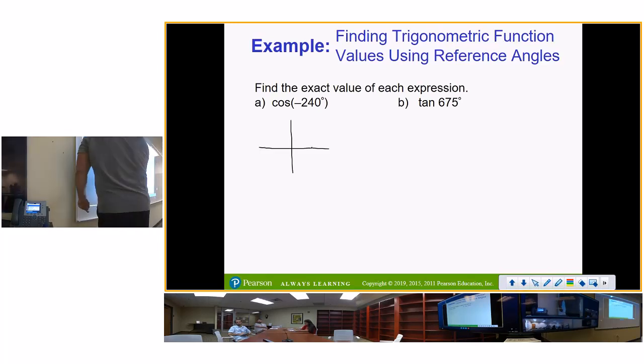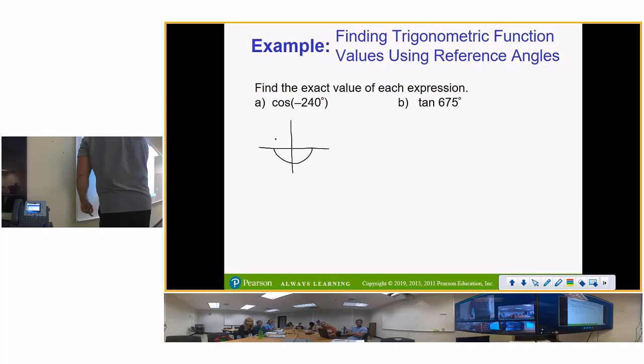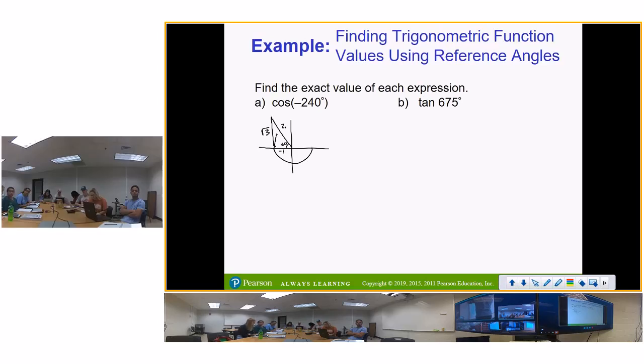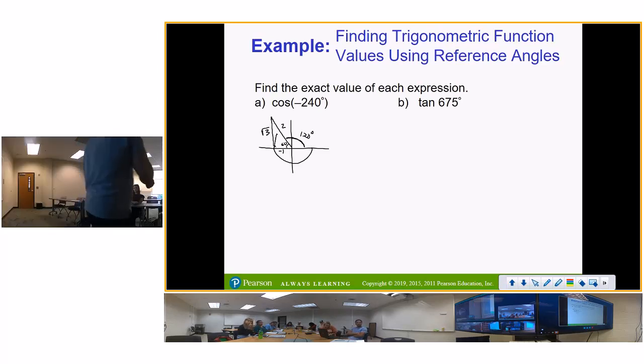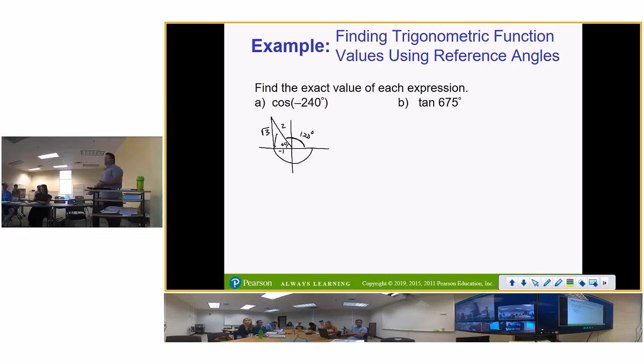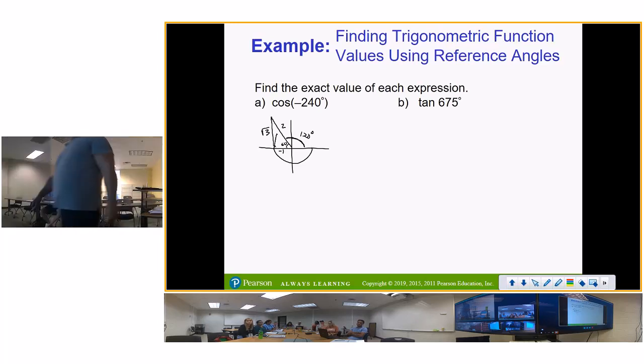So negative 240 would be what? 180 plus what? 60. Plus 60. So we know this angle right here is going to be 60 degrees. So that means I'm dealing with negative 1, positive square root of 3, and 2. So now I can find those. And we also know that if this is 240, then what's this angle right here? 120. Does it matter? Six of one, half a dozen of the other. It doesn't matter which one you do. You're still going to get the same answer.